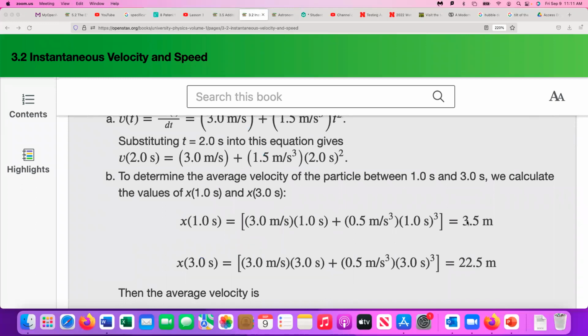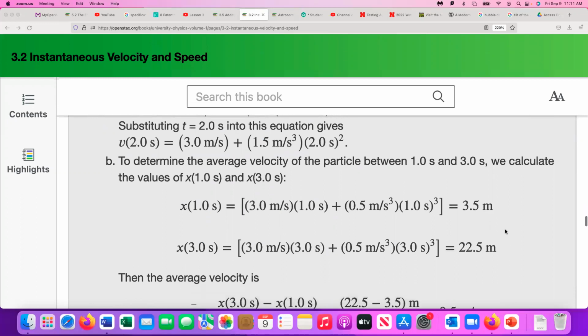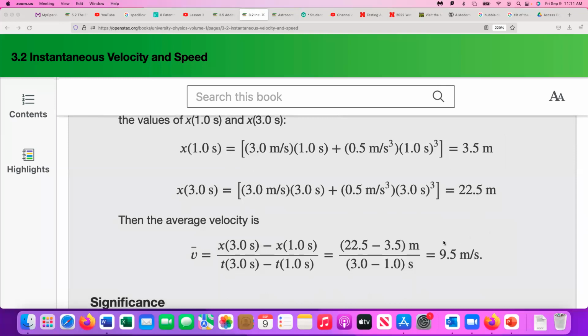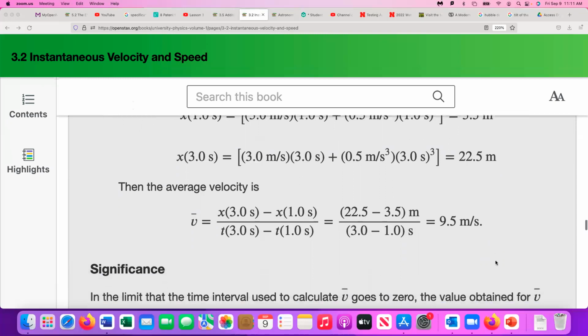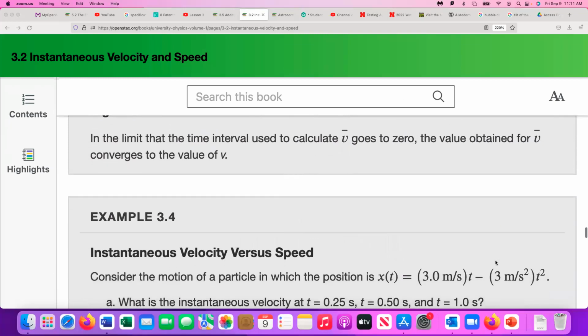And at 1 second, they get a position of 3.5 meters. At 3 seconds, they get a position of 22.5 meters. And then they just take the difference between those two, 22.5 minus 3.5, and divide by 2 seconds. Turns out to be 9.5 meters per second. So the average is not the same as the instantaneous, which we would expect. If this thing doesn't have a constant velocity, we would expect the average to be different than the actual velocity. And that's definitely the case there.